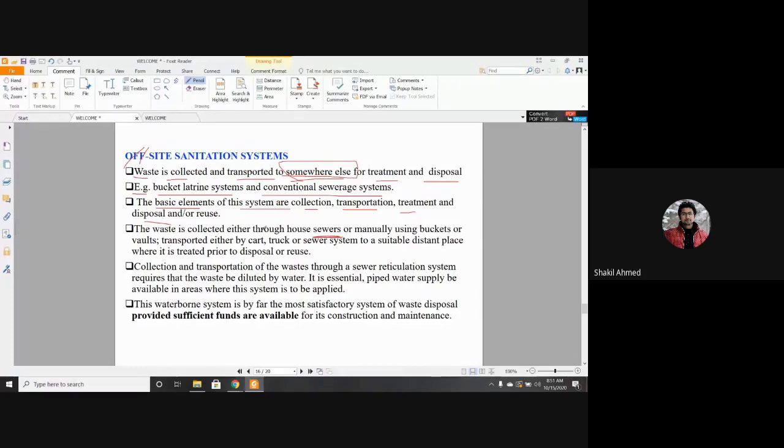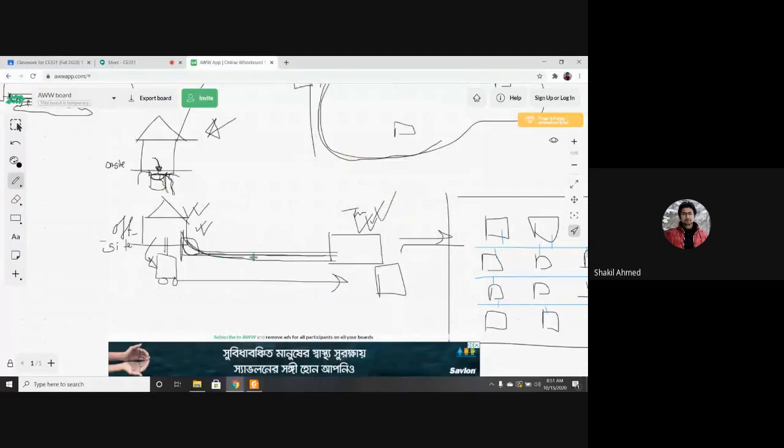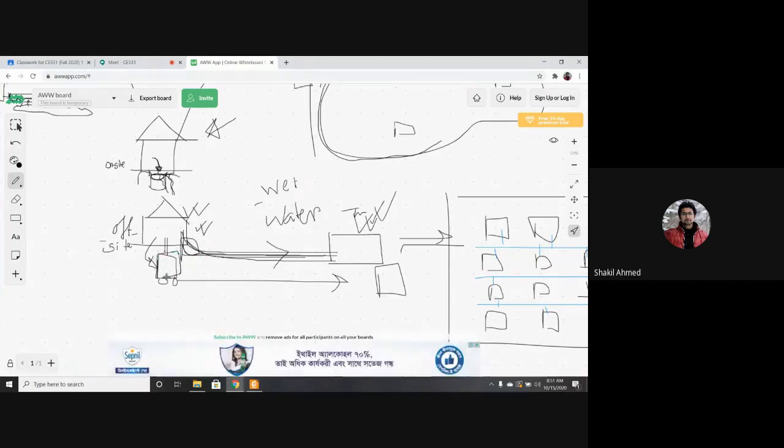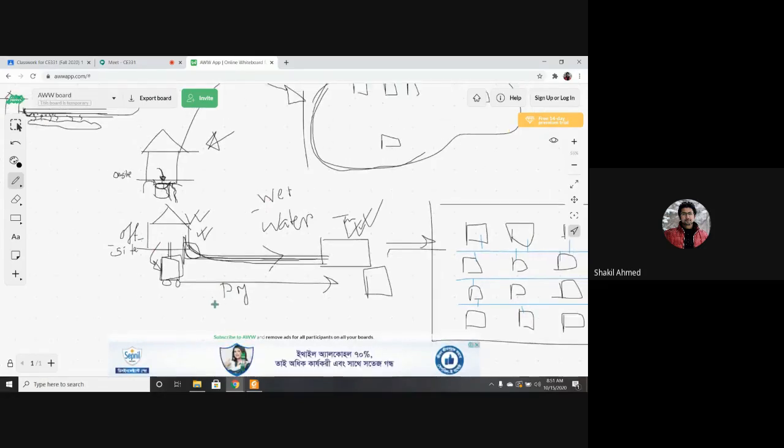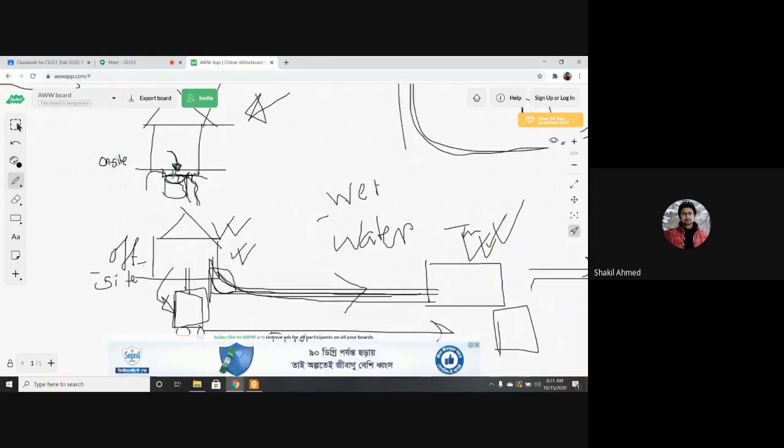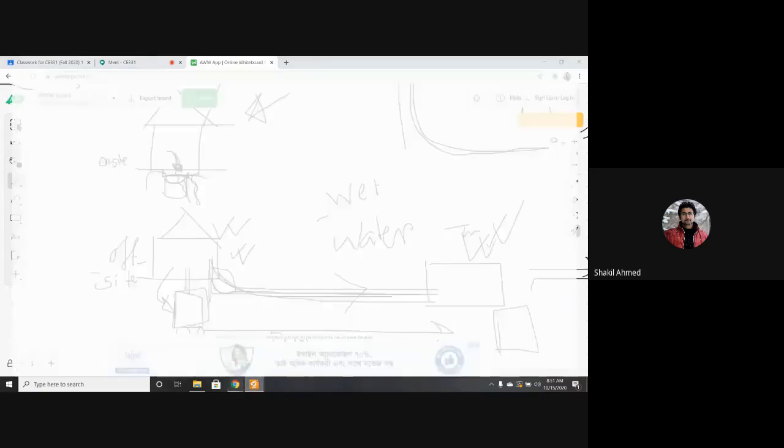Sewers, I already told you, or manual using bucket. So if you transport it using a sewer, you're using water. So this can be a wet system. But if you're collecting it in a container or a bucket, this is a dry system. So offsite wet system, offsite dry system. Similarly, in on-site, if you use water here, it can be on-site wet system. If you don't use water, then on-site dry system.